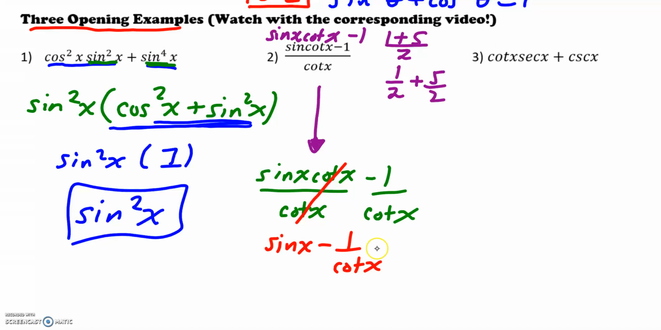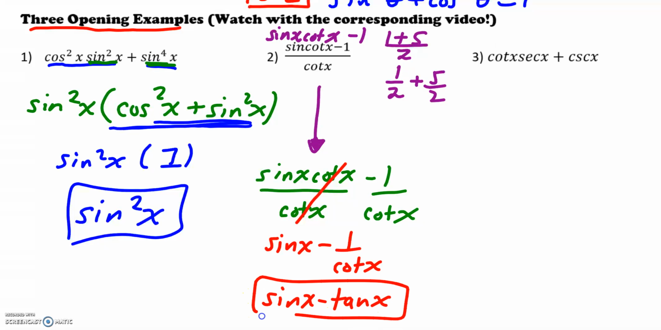So what is 1 over cotangent the same as? Why, yes, it's the same as tangent, because 1 over cotangent is the reciprocal function to tangent. So I can replace this with tangent of x, and so my final answer would be sine of x minus the tangent of x. I can't combine like terms, and I simplified this as far down as I possibly could go.